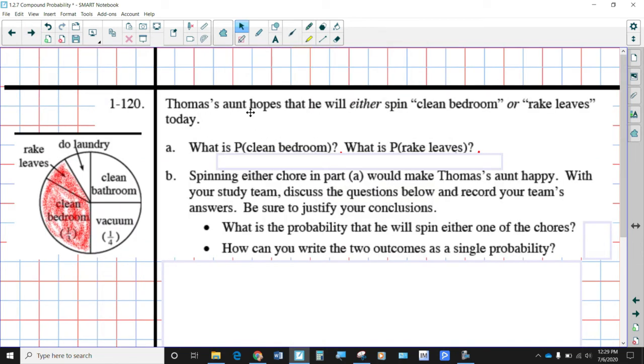Okay, Thomas's aunt hopes that he will either spin clean bedroom or rake leaves today. So what I did is I took this spinner and I shaded in the portion that his aunt would be happy with. Now, notice that we're using the word or here. You're either doing this or that, which makes essentially both of them winners, okay? So she would be happy with cleaning the bedroom, which is a 1/3 probability, and she would be happy with raking leaves, which is the 1/12.